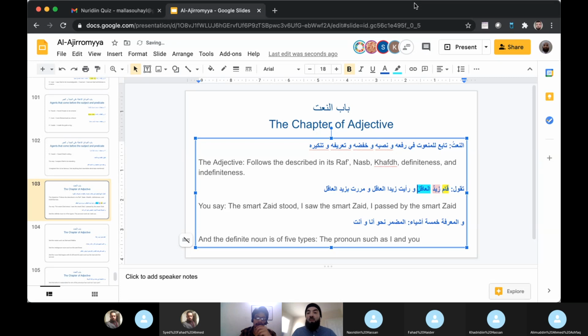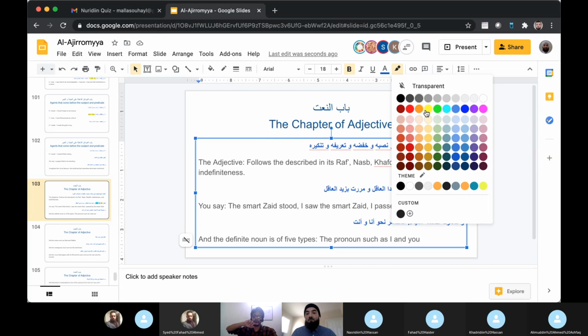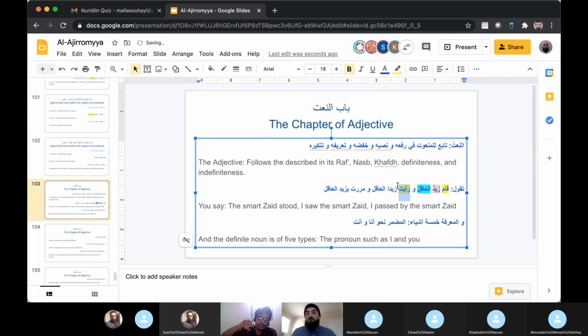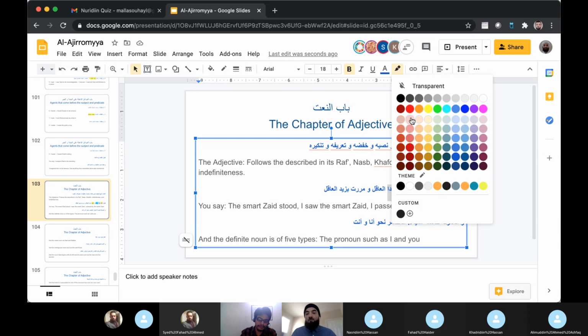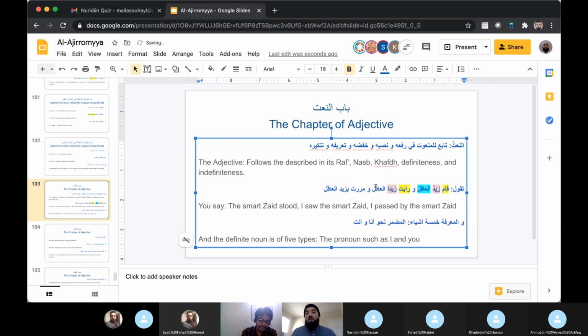Sheikh, I understand from this explanation that since the subject is Rafa, the adjective is also Rafa, and that's what it means by following in Rafa, Nasab, and Khafad. But will it also be true for the position? Will the adjective always be right beside the subject, or can it be several words down the sentence, or in front, the way we say it in English? No, it should be right after.